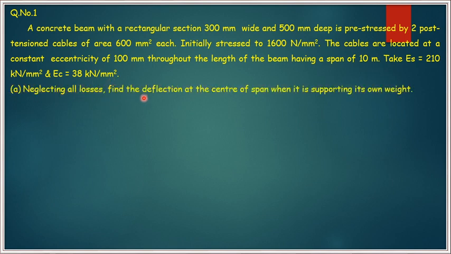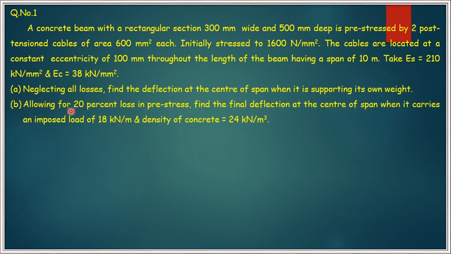Neglecting all losses, find the deflection at the center of span when it is supporting its own weight. Second one, B. Allowing for 20% loss in pre-stress, find the final deflection at the center of span when it carries an imposed load of 18 kN per meter and density of concrete equals 24 kN per meter cube. So without waiting, let us go for the solution part of the question.